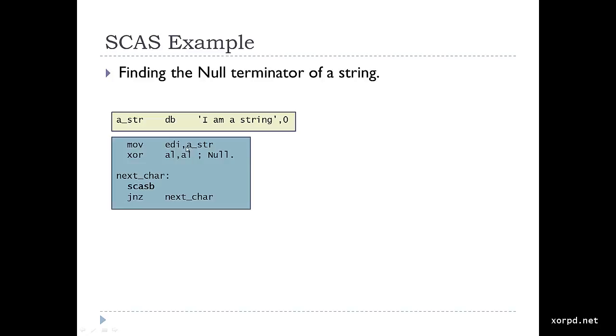We begin by loading Astr into EDI, followed by zeroing AL. Why do we want to zero AL? Because we want to find the value 0. If we wanted to find another value, for example 3, we should have replaced this instruction with, for example, mov AL, 3, and then we could find the number 3 inside the string. But here we want to find the null inside the string. So we zero AL.